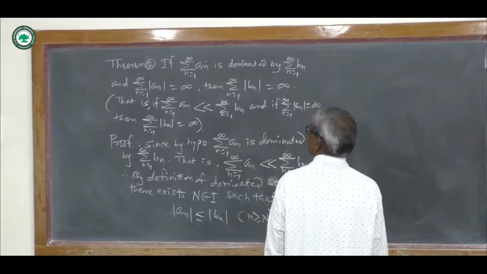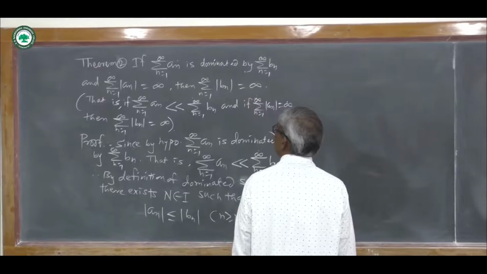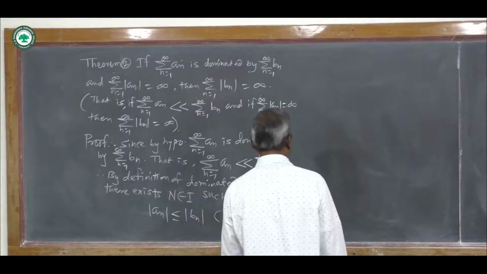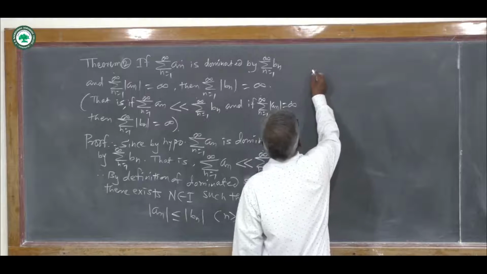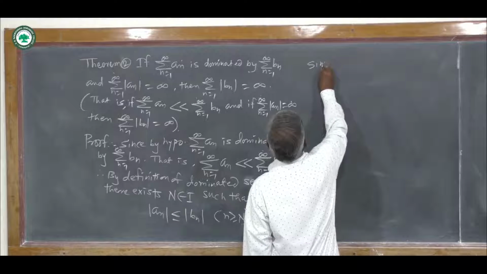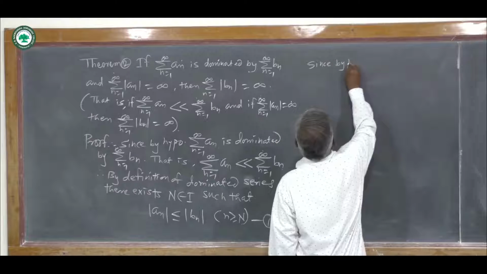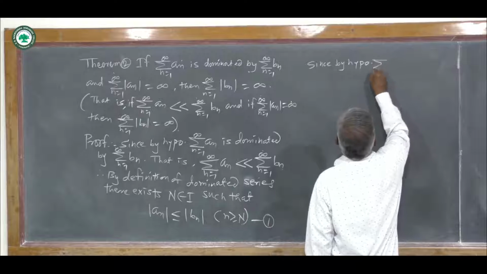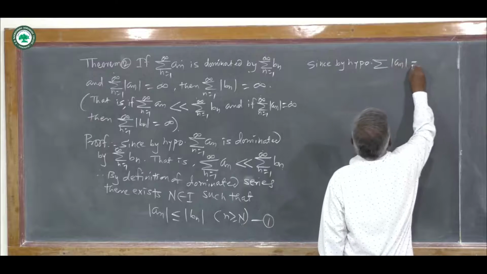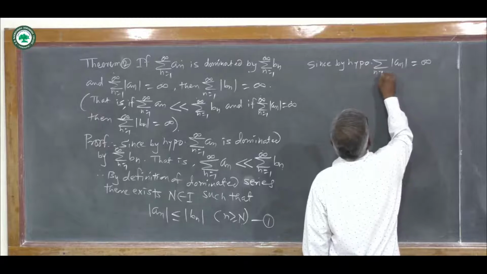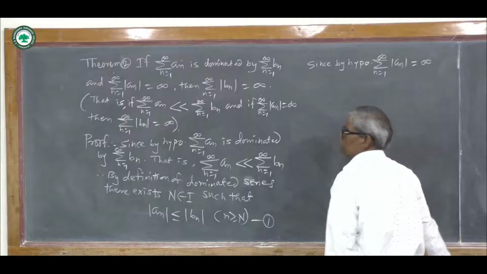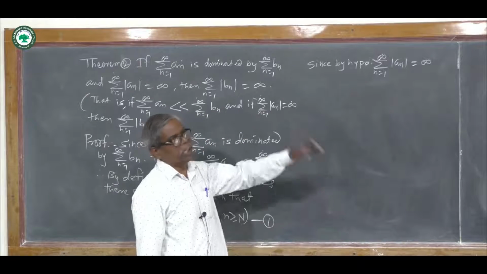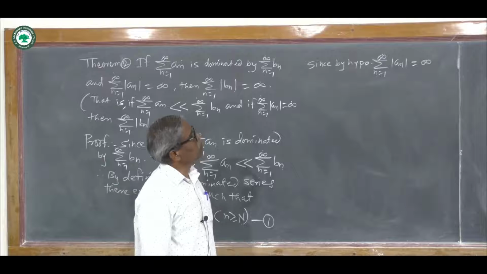Since my hypothesis is that sigma mod an, n is equal to 1 to infinity, is equal to infinity. That is, sigma mod an diverges to infinity.